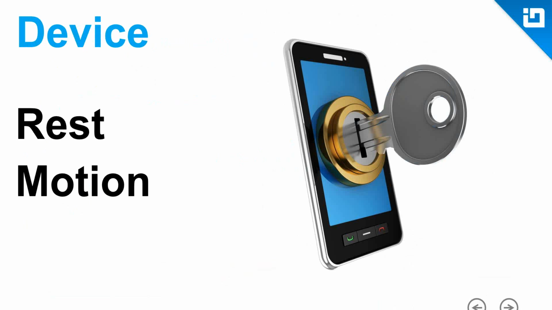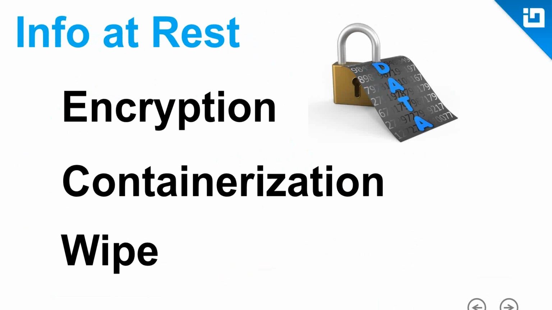Right? So if you think about it, there are two very easy buckets that you could put any type of security issue, challenge, or element into when it comes to a device. You can always categorize those into rest and motion. So let's talk about info at rest first.